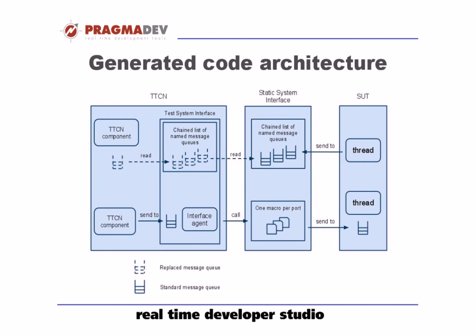The implementation of the system interface is described in this figure. At the bottom left, the outgoing information is generated as a macro call. The user can define the macro call to be any desired action. On the other way around, information coming from the SUT is put in message queue. Each test component is mapped to one of these queues to receive the information.